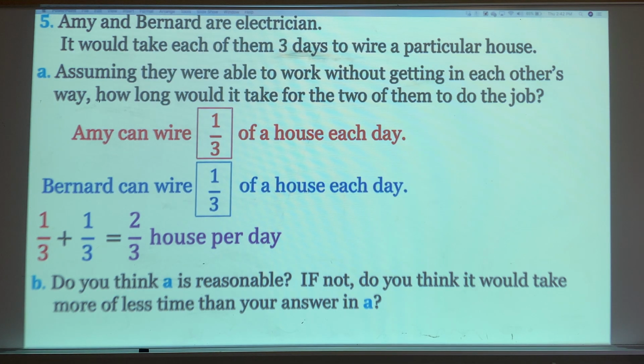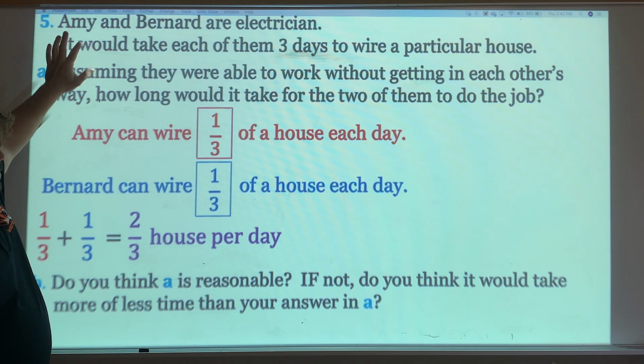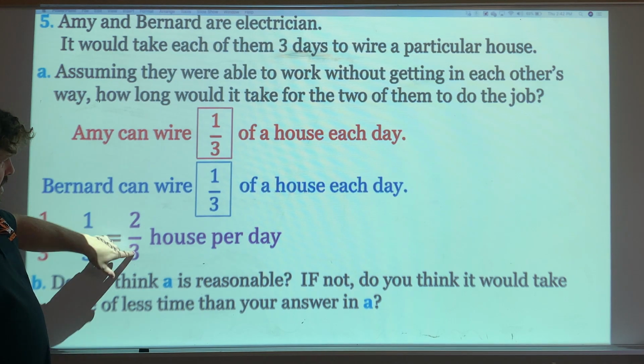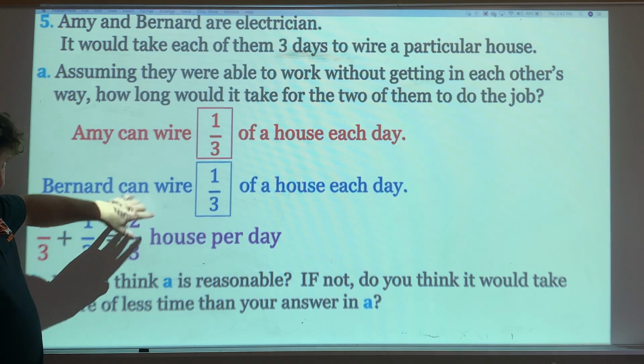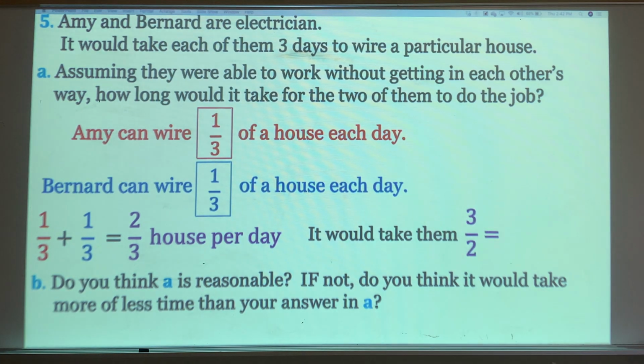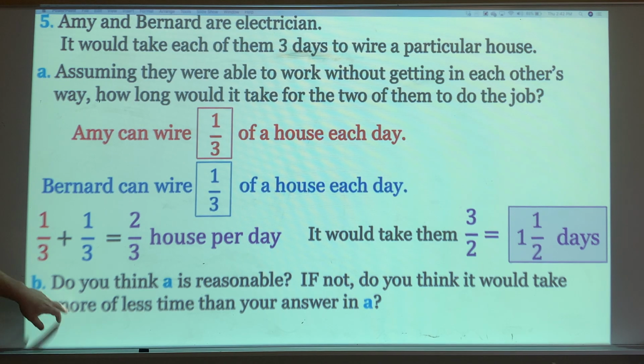How long would it take the two of them to wire a house? If together they do 2/3 a house per day, how do you find out how long it takes? You take that number and you reciprocate it. It would take them 3/2 of a day, or 1.5 days. Do you think this is reasonable?